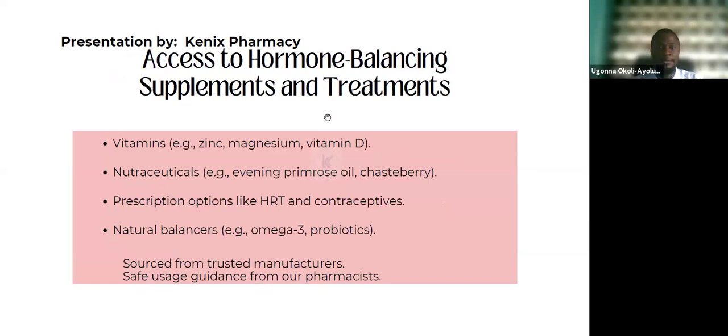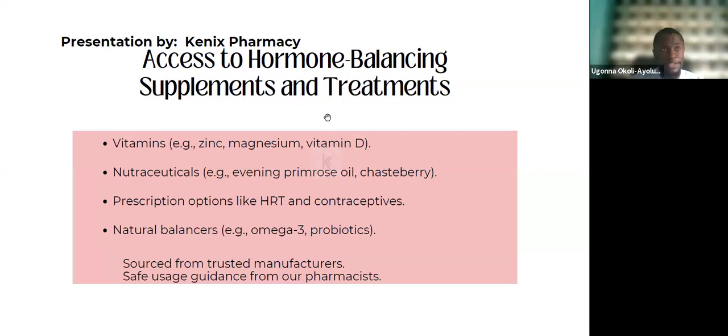At Kenix Pharmacy, we have access to hormone balancing supplements and treatment. On this page, you have the vitamins, like zinc, vitamin D, magnesium and calcium. There are also nutraceuticals, like evening primrose oil and chasteberry, which help regulate your hormones so that they will not be too excessive or too low, which is not good for each stage of life of these ladies. And as the doctor said before, there are prescription options like hormone replacement therapy and contraceptives. They also have natural balancers like omega-3 and probiotics.